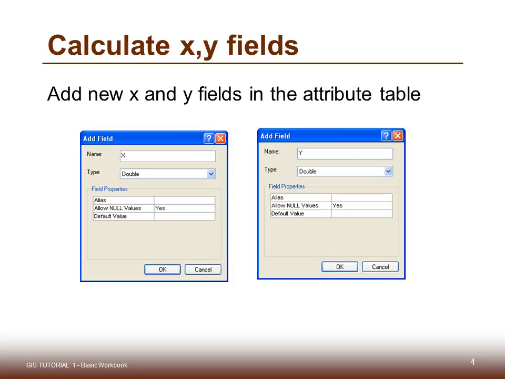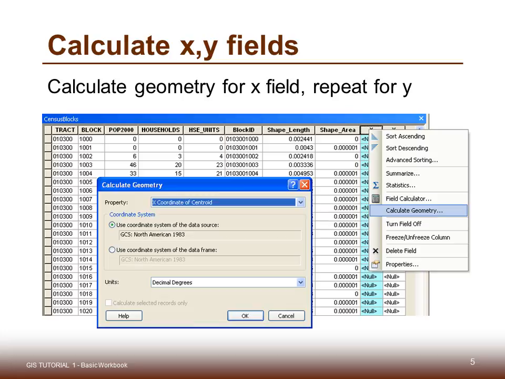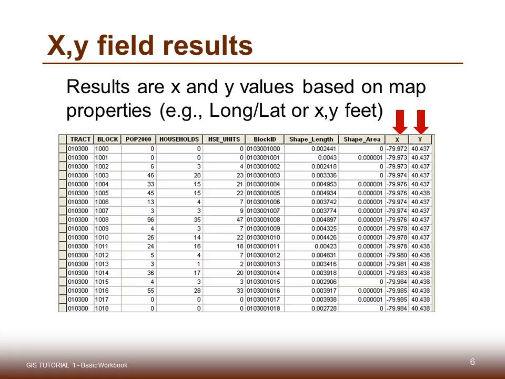You would do this by first calculating x and y fields. Add a new x field and a new y field in the attribute table. Calculate geometry for the x field and repeat for the y. When you do this, then you'll use the coordinate system and choose units, in this case decimal degrees. This will then generate x and y values that correspond to latitude and longitude positions.